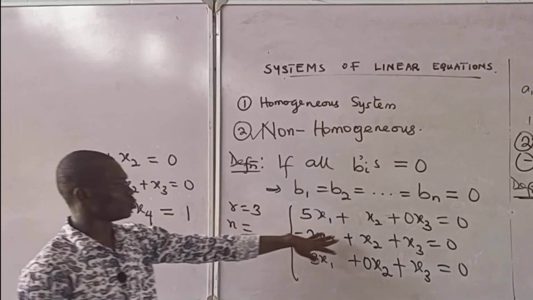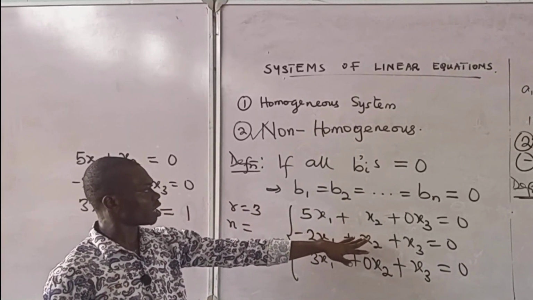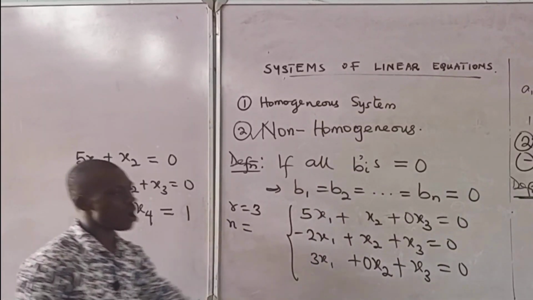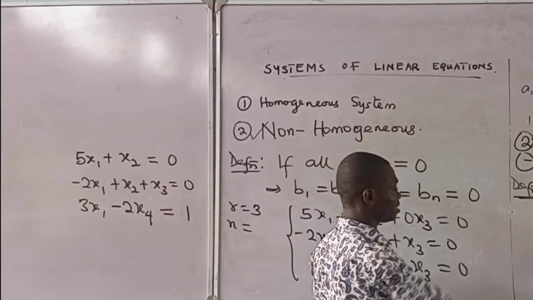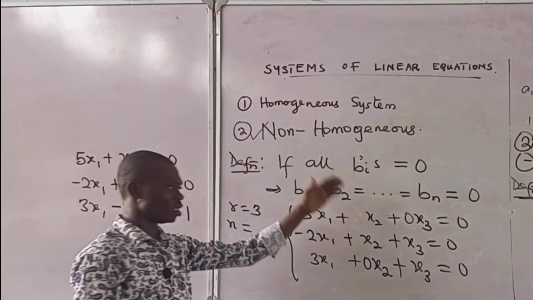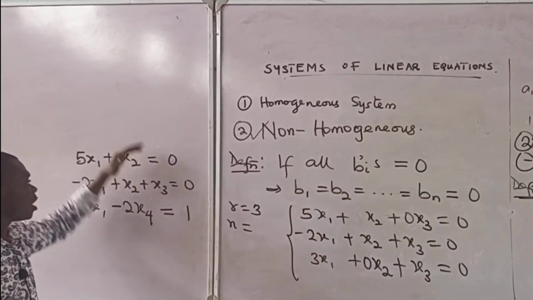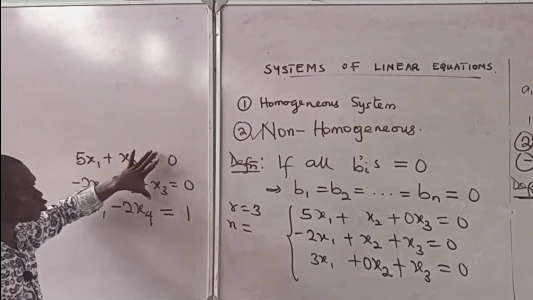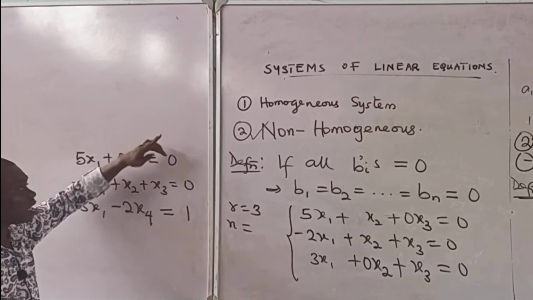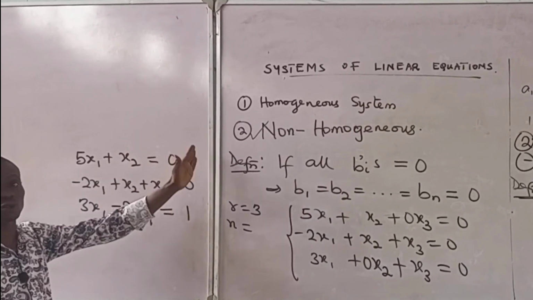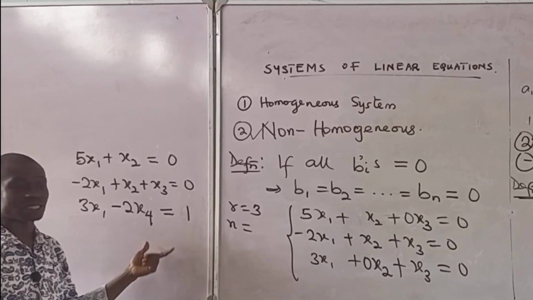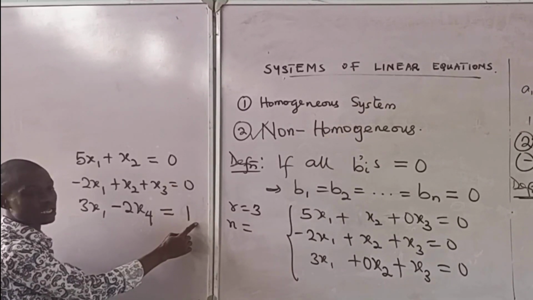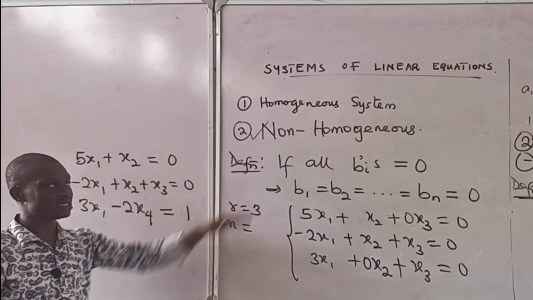Now, let's get back to what I was trying to show us here. You can see that this is a homogeneous system. All our constants on the right-hand side are all zeros. So it's a beautiful homogeneous system. Whereas this one I have here is a non-homogeneous. Even though 2 of the equations have the constant as 0, that doesn't matter. So far as one of the constants is not a 0, what you have is a non-homogeneous.